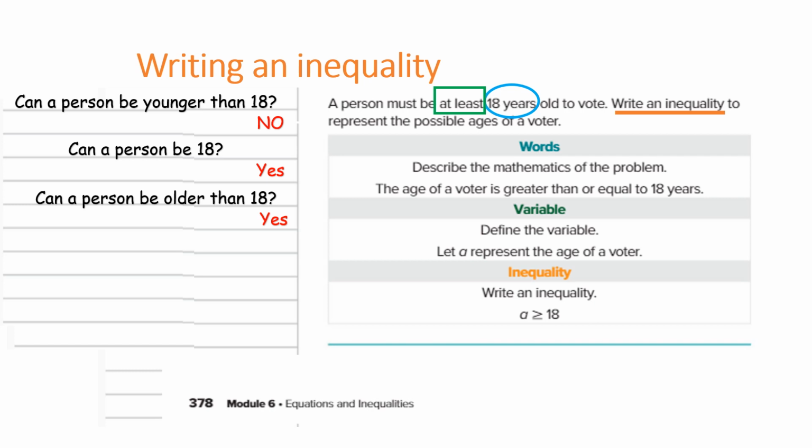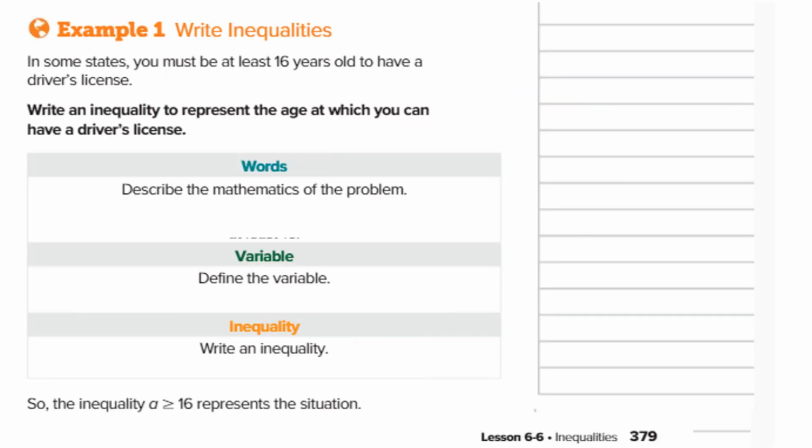So could they be 18? Yes. Could they be 19? Yes. Could they be 100? Yes. Could they be 15? No. So it's any age that is greater than or equal to 18 is what we're showing.